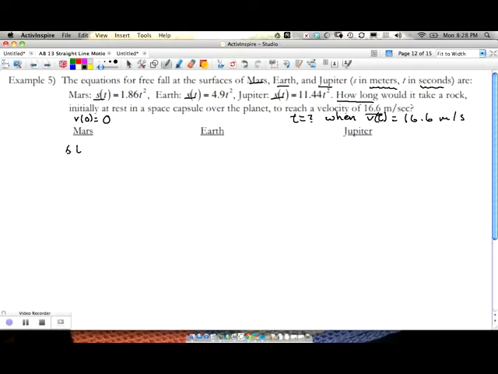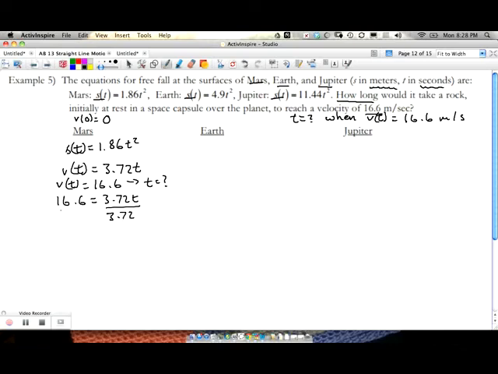Let's start with Mars here. We know that s of t is equal to 1.86 t squared. Then v of t is going to be the derivative of that, which equals, we drop the 2 down, 3.72 t. And I want to know when we want v of t to equal 16.6, and then find t. So let's go ahead and set it equal to 16.6. 16.6 equals 3.72 t. So now it's just a simple algebra division problem.